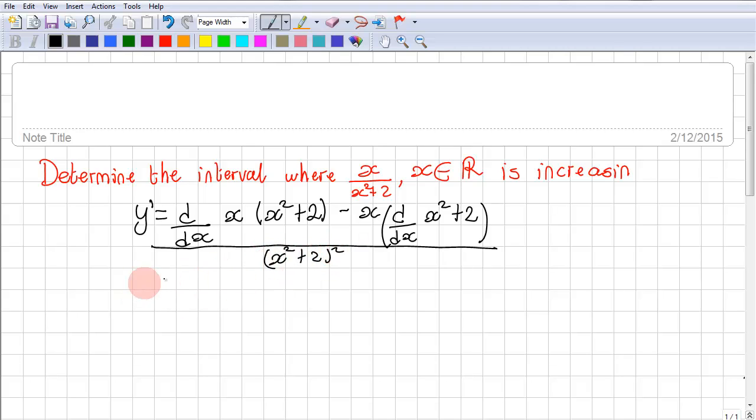So now we simplify. We first find the individual derivatives. So the derivative of x is 1 times x squared plus 2 minus x times the derivative of x squared plus 2, which is 2x, using power rule, all over x squared plus 2 squared.